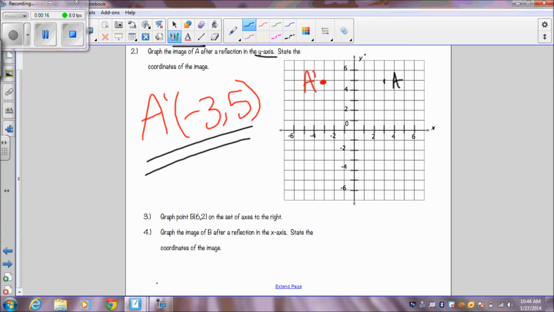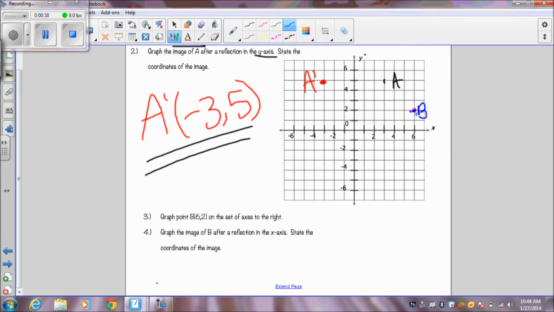Now let's look at question number 3. Number 3 asks you to graph the point B (6, 2) on the set of axes to the right. So I'm going to do this in a different color. I'm going to go to the right 6 and up 2. This point right here is going to be my B value. Okay, so since this is B, I'm going to put a dot here and I'm going to label it B.